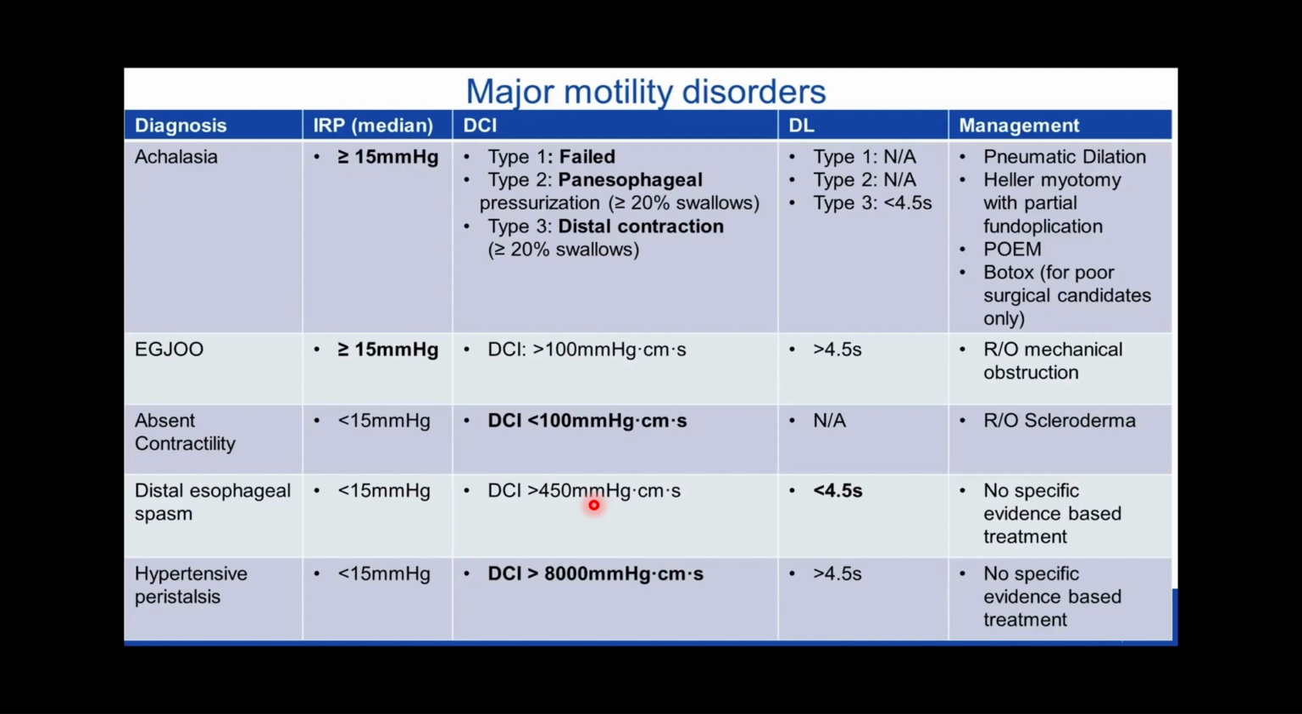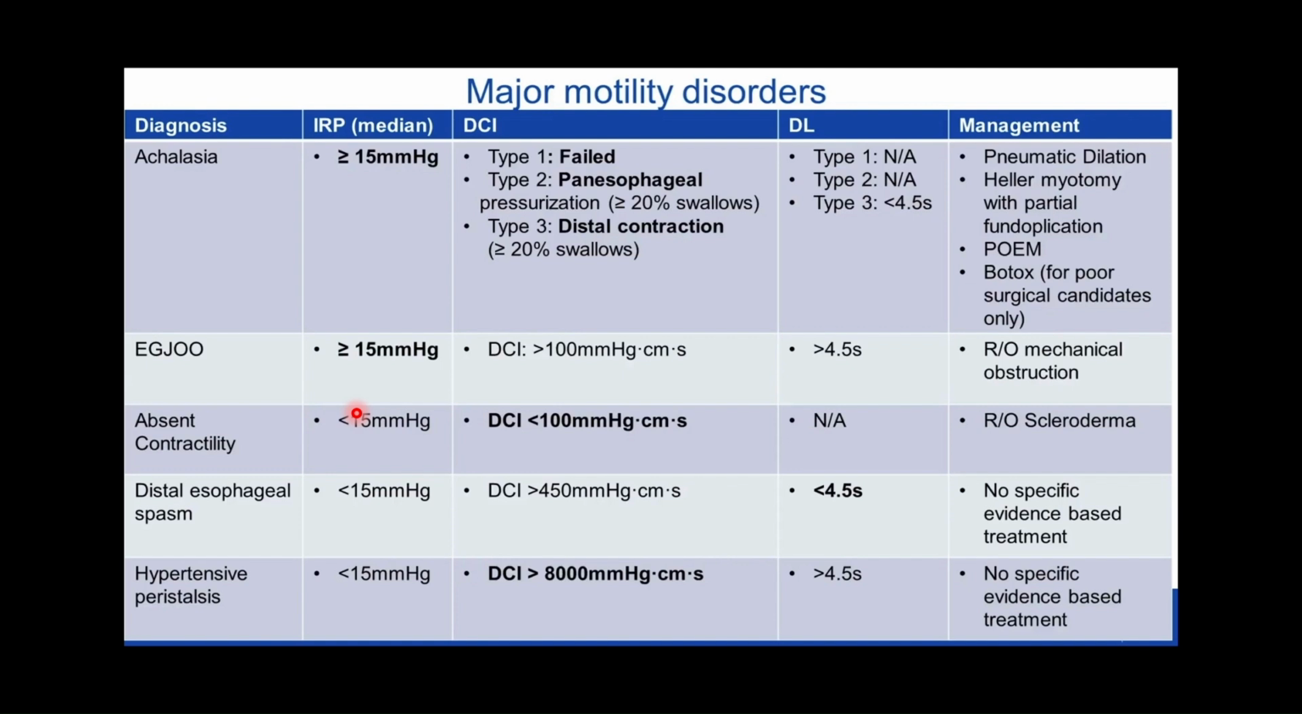So this is the summary table. Clearly, first we have to look at the integrated relaxation pressure. If it is greater than 15 millimeters of mercury, it means that it is affecting the esophagogastric junction, and it can be achalasia or EGJ outflow obstruction. Based on the involvement, achalasia can be divided into three types: type 1, type 2, and type 3. If the integrated relaxation pressure is less than 15 millimeters of mercury, it will be disorders of peristalsis.